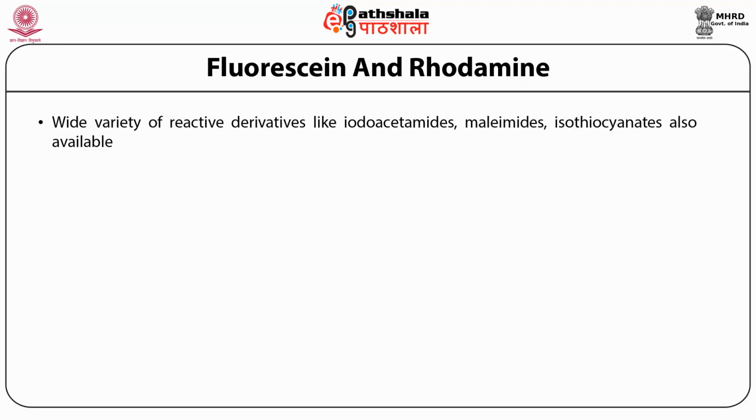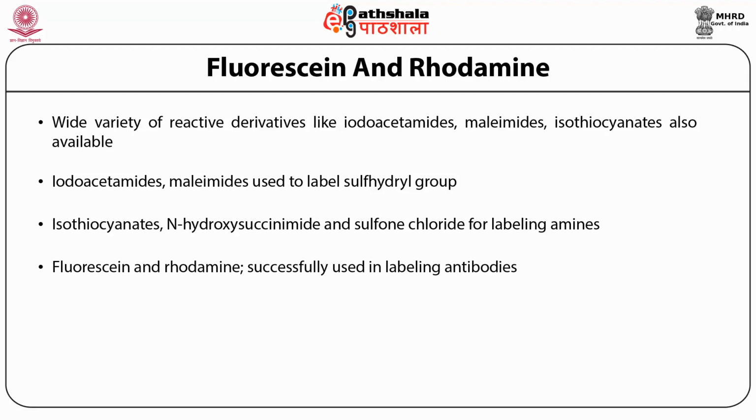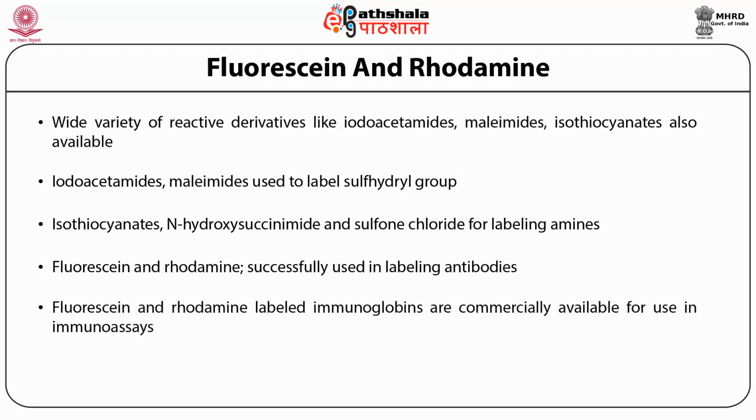Wide variety of reactive derivatives like iodoacetamides, maleimides, isothiocyanates have also been used as protein probes. Iodoacetamides, maleimides have used for labeling of sulfhydryl group, whereas isothiocyanates, N-hydroxysuccinimide, and sulfonyl chloride are used for labeling amines. Fluorescein and rhodamine are also used for labeling antibodies. Fluorescein and rhodamine labeled immunoglobulins are even commercially available for use in immunoassays.